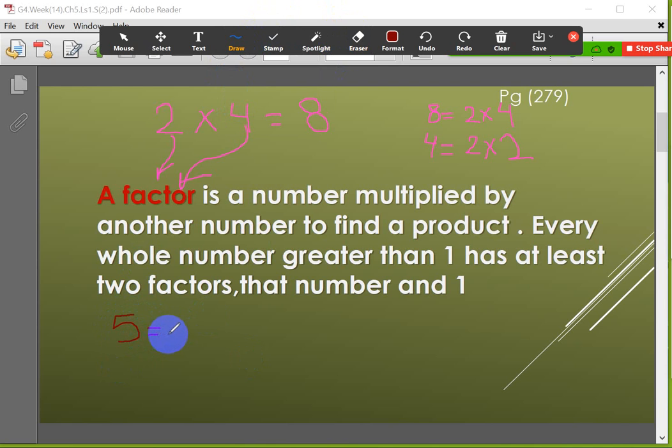What are the factors for 5? That means I want two numbers. If I multiply those two numbers by each other, the answer will be 5. Very good, girls. Your answers are correct.